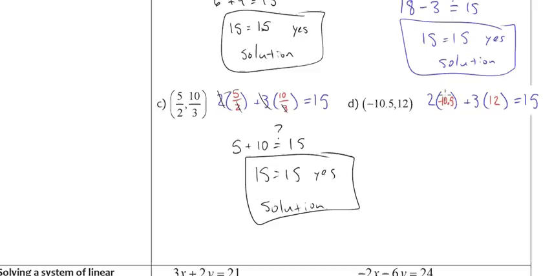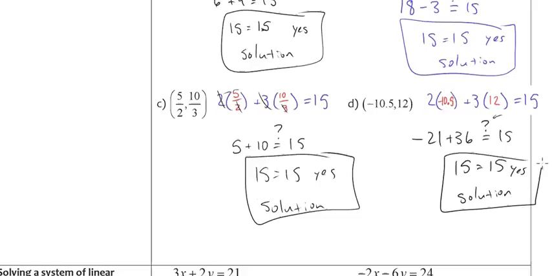And last one, we get some decimals here. So 2 times negative 10.5, that's negative 21, plus 3 times 12, that's 36. Is that equal to 15? In case you're not sure, that's a question mark sitting on top of our equal sign. We're saying, is it in fact equal? And before we say that it is or isn't, we need to get down to the end. So negative 21 plus 36, that's 15. Does 15 equal 15? Well, of course it is. So yes, it's a solution. All right. Hope that helped.